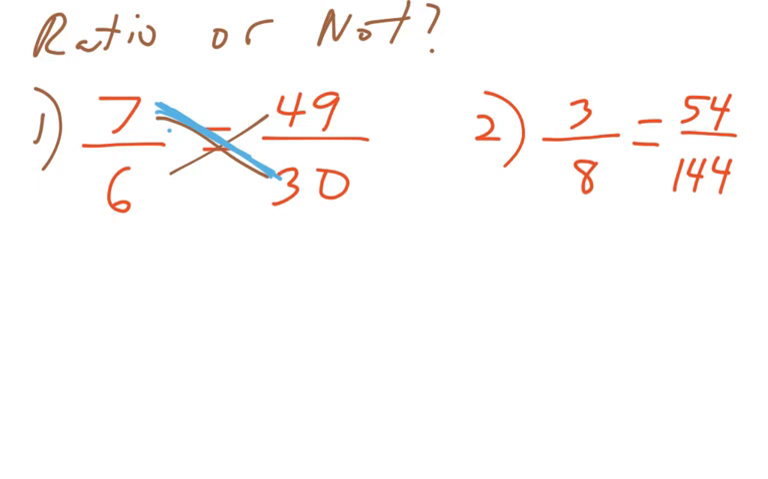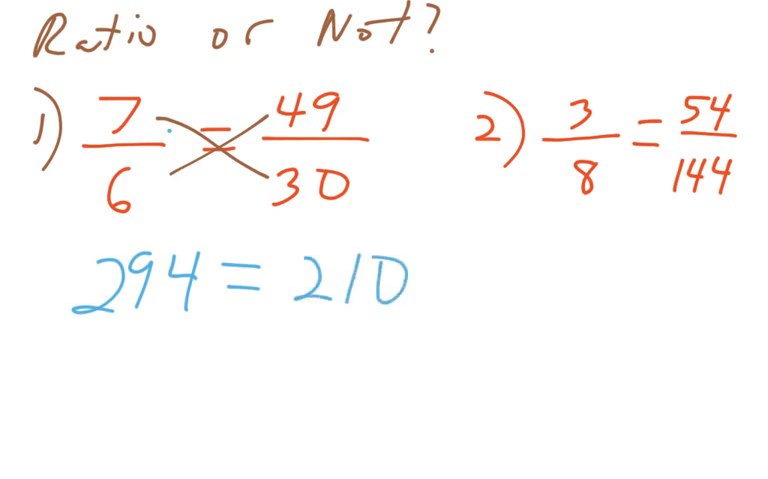So you cross multiply and take your two answers and set them equal to one another. And if they are equal, it's a proportion. That's another way to prove it's a proportion. So if we multiply 6 times 49, we get 294. And if we multiply 30 times 7, we get 210. Well, these are not equal, so therefore, no, this is not a proportion.